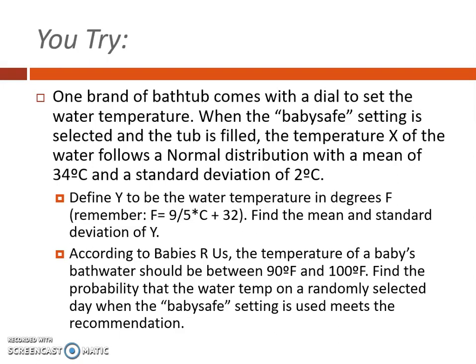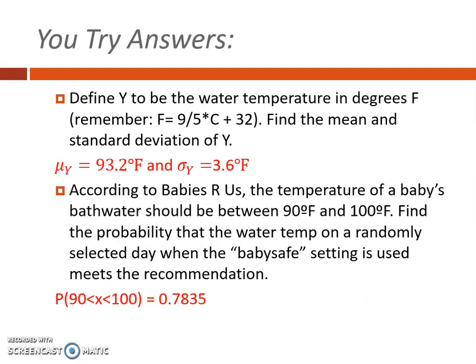So let's find the mean and the standard deviation of our random variable y. And then let's find a probability. We want to know what's the probability that the water temp is going to be between 90 and 100, because that's the recommended temperature for a baby's bath water. Again, press pause, try this example. Here are the short answers of your final solutions. Again, if you want to see the worked out version, go on our class page and look there.